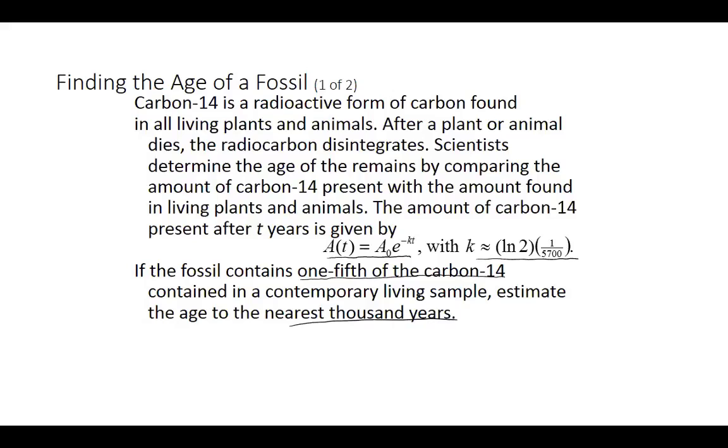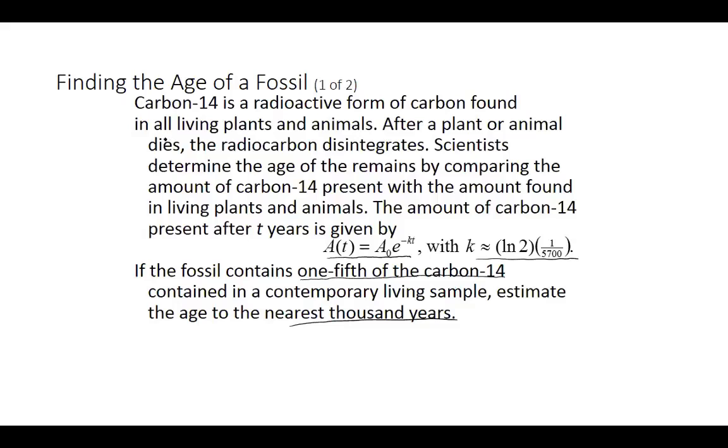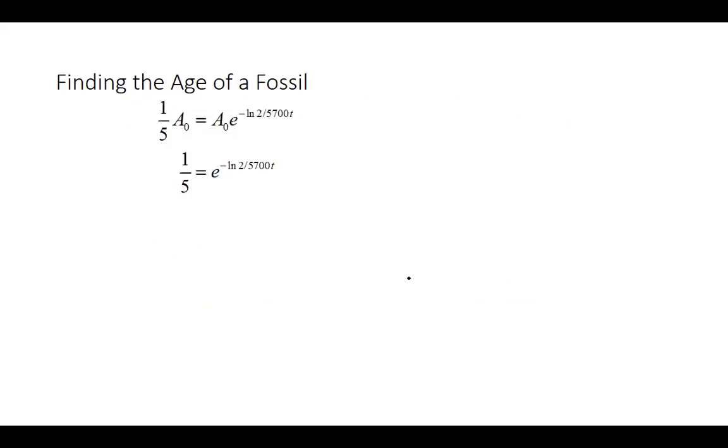So that's all we really care about, this formula here. We are going to bring that up here, and it says that is equal to 1/5. The fossil contains 1/5 of the carbon-14, so you write 1/5 of A initial is equal to the equation given to us. As you can see, A initial cancels. If I divide both sides by A0, that would be equal to 1. So this is what we're going to solve for t, and we're going to use our properties of logs to solve for t.